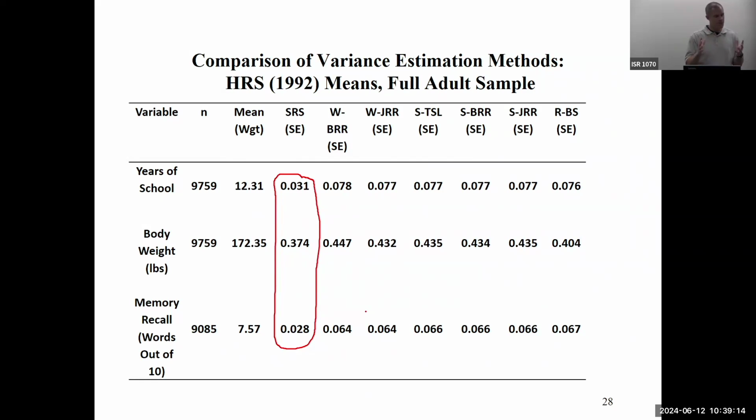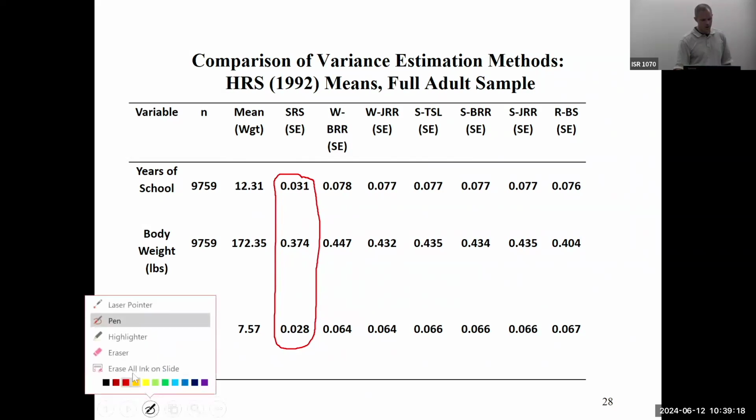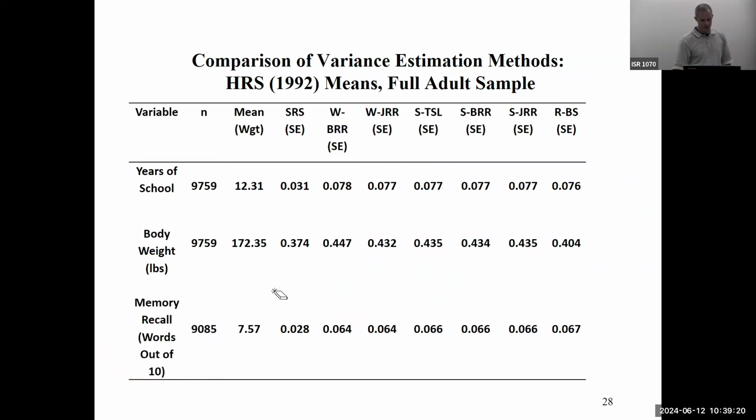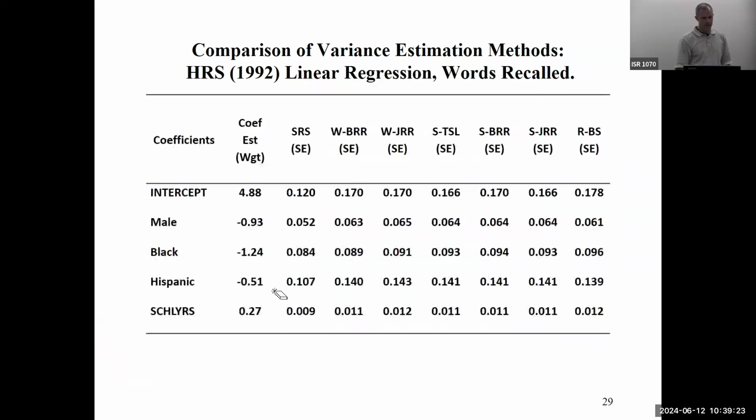Okay, so this is for descriptive estimates. So the next question we wanted to ask was, okay, what happens if we're looking at a regression model? Okay, so this was a linear regression model where the dependent variable was the number of words that they could recall, that measure of cognitive performance. And the predictors were gender, whether you were Black, whether you were Hispanic, and then the number of years of schooling that you had. Okay, just an arbitrary regression model to see what happens here. So again, you see the weighted estimates of the regression coefficients in this particular model.